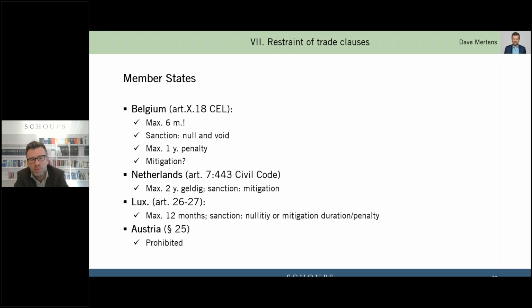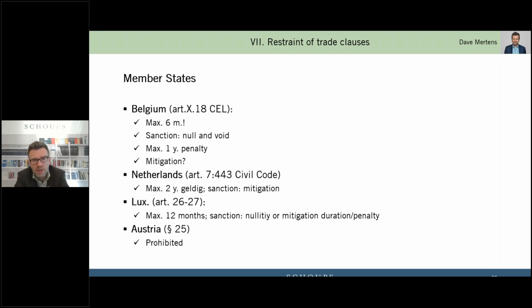The sanction, also specifically Belgium, the forfeiture sanction, is limited to 1 year of average commissions as a penalty. Because the directive doesn't talk about that, it's mandatory, it's prohibited, but what is the sanction? The sanction in Belgium is quite clear. A clause that goes beyond what is permissible is null and void.